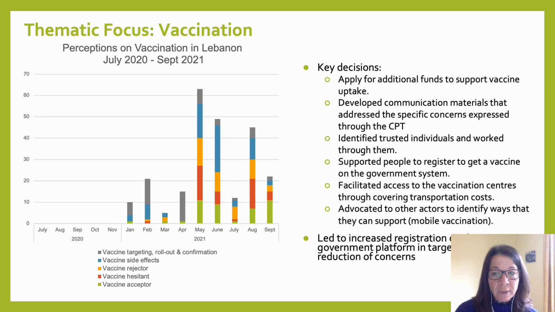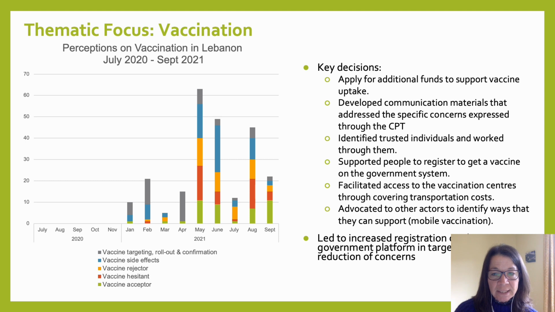As you can see from the graph, the grey sections of the graph, a large proportion of the perceptions expressed about vaccines initially related to how the vaccines would be rolled out in Lebanon, i.e. who would be eligible, how to register on the government system, and the barriers to getting to a vaccine centre. All were things that were of particular concern for the Syrian refugees that Oxfam and their partner Haddad were working with and responding to.